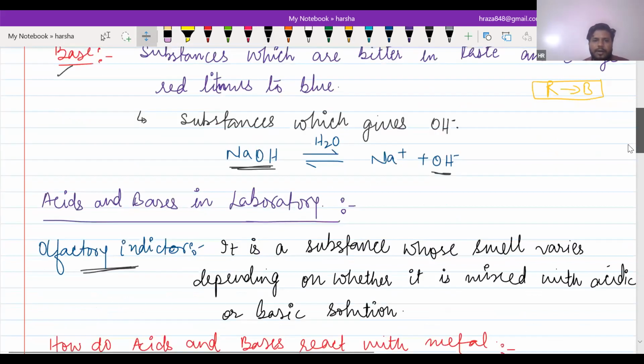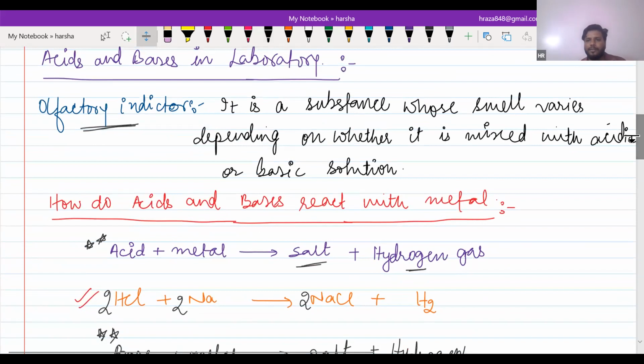Now another experiment from which we can conclude that a solution is acidic or basic refers to the olfactory indicator, and this indicator is based upon smell. So whether it is an acid or base, we can conclude it with the help of smell.